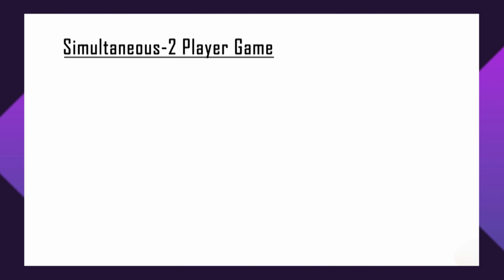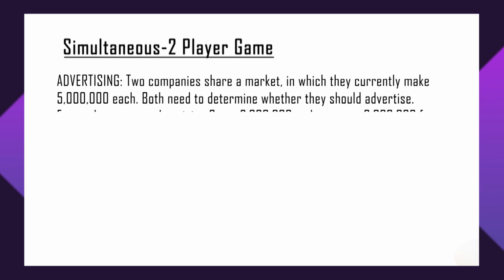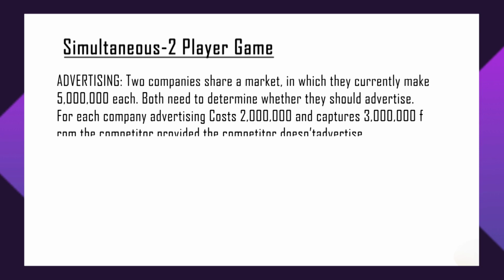Next, simultaneous 2 player game. If there is no example of a game, then how do we understand the game? If no illustration is given about game theory, then how do we correlate the game with algebraic operations, algebraic properties, algebraic postulates? Here we have a basic example for understanding the game.